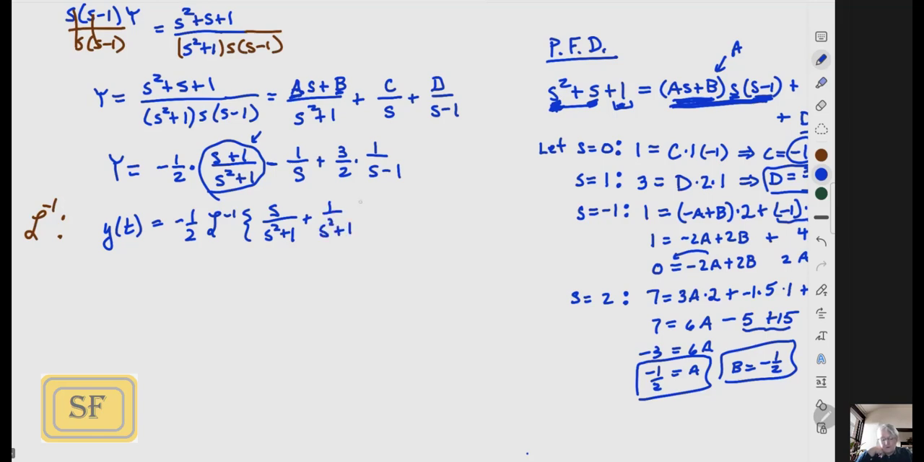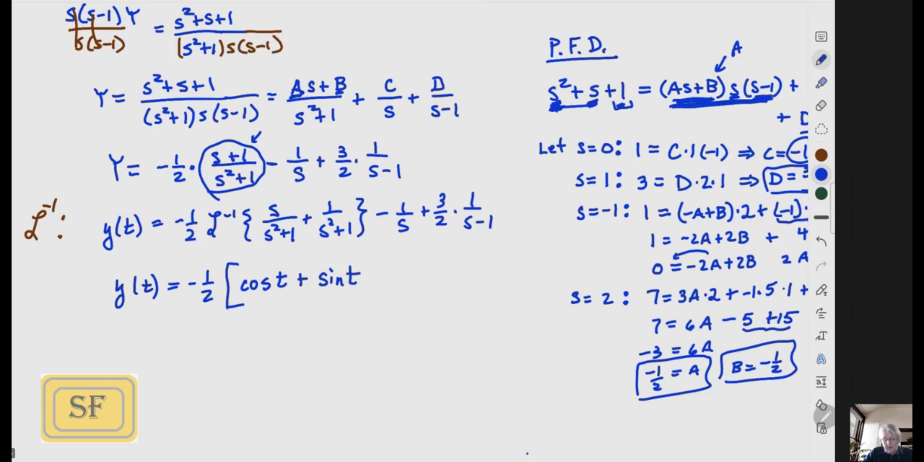Okay, so I have negative 1/2, and then the inverse Laplace of s over s squared plus 1, that's our cosine of t. And the inverse Laplace of 1 over s squared plus 1 is the sine of t. The inverse Laplace of negative 1 over s is negative 1. Then I have plus 3/2. And the inverse Laplace of 1 over s minus 1 is e to the t. So that should be my answer right there.